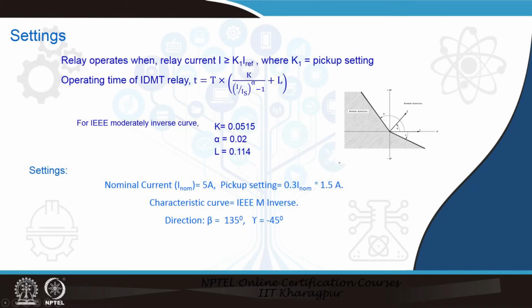So, with these settings considered for this relay, there are two things. One is the overcurrent: 5 ampere is the nominal current here, and the pickup setting is 0.3 times I nominal. This is an option, but we have taken a smaller one so that the current injection requirement will be smaller. The corresponding pickup current becomes 1.5 amperes. So, the overcurrent element will go for the decision in case the current exceeds 1.5 ampere, and the corresponding time will be governed by the IDMT characteristic with the IEEE moderately inverse curve.